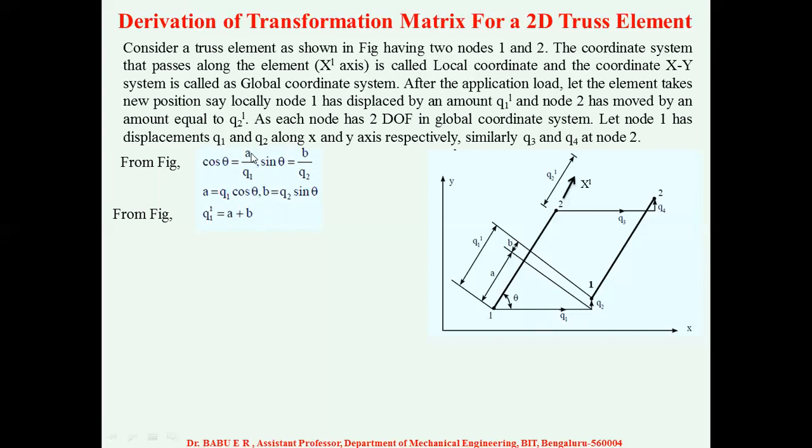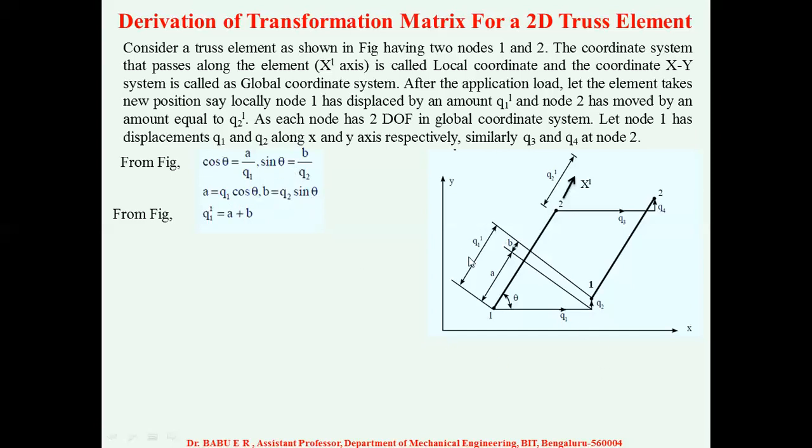Similarly, extend the line over here; the included angle will be theta. For sine theta, the opposite is B and the hypotenuse is Q2, so sine theta is B by Q2. Now I will rearrange this: A equals Q1 cos theta and B equals Q2 sine theta.